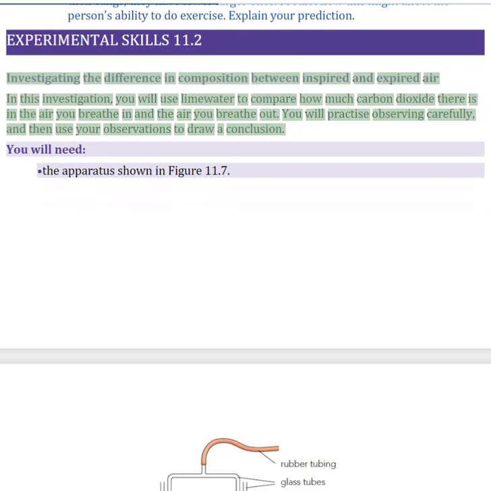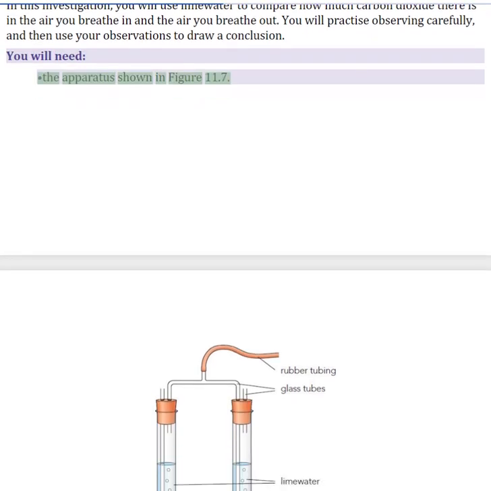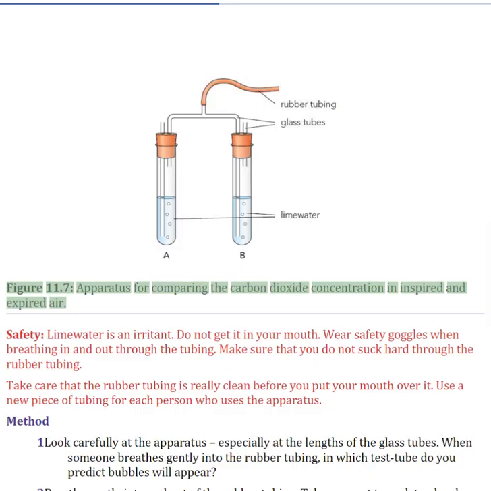Investigating the difference in composition between inspired and expired air. In this investigation, you will use lime water to compare how much carbon dioxide there is in the air you breathe in and the air you breathe out. You will practice observing carefully, and then use your observations to draw a conclusion. You will need the apparatus shown in figure 11.7. Figure 11.7, apparatus for comparing the carbon dioxide concentration in inspired and expired air.